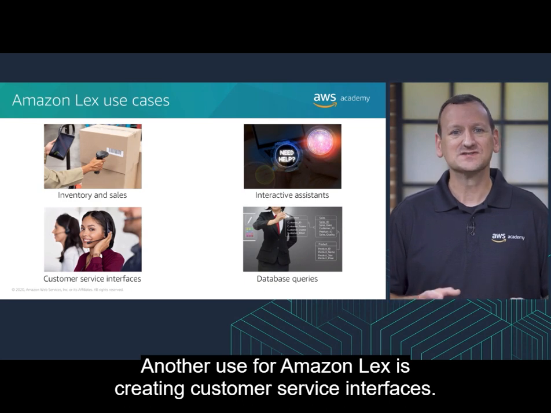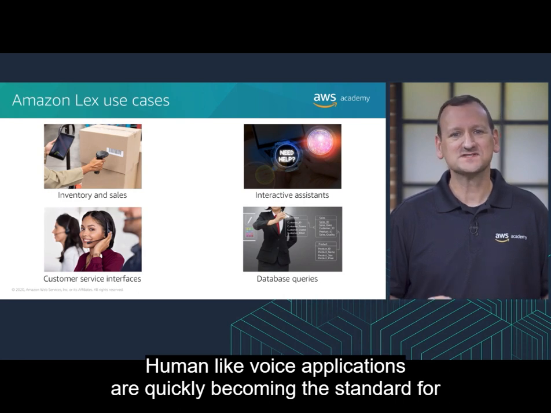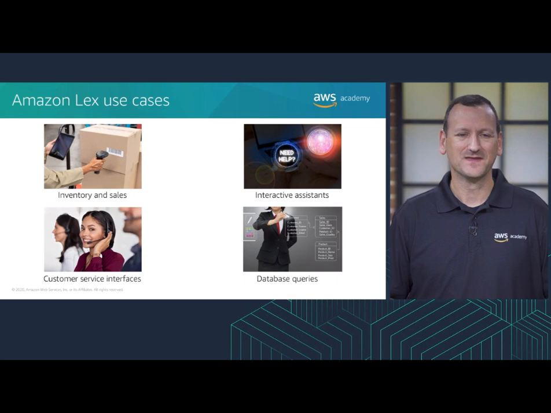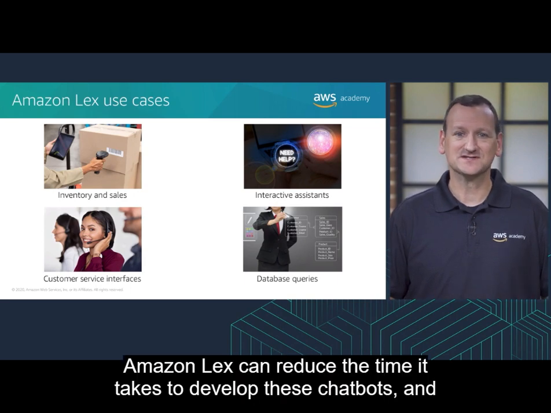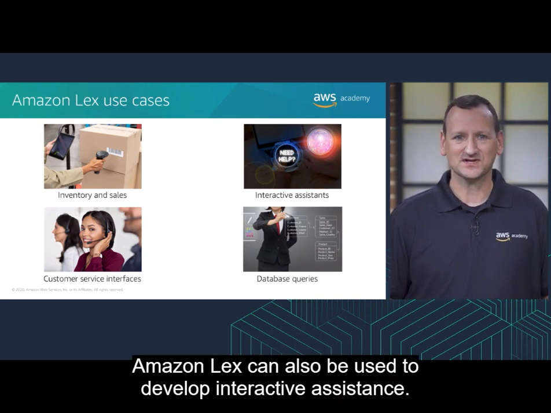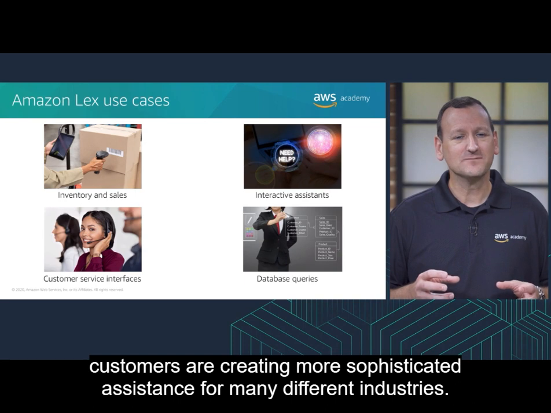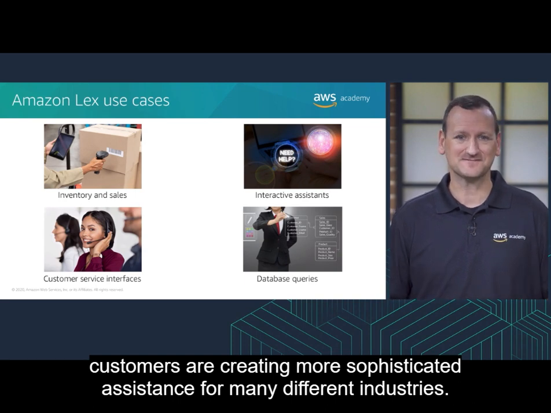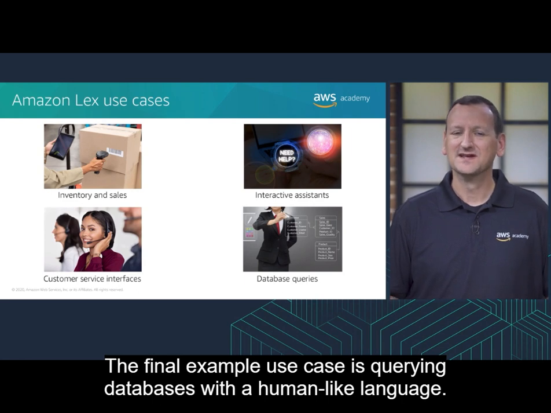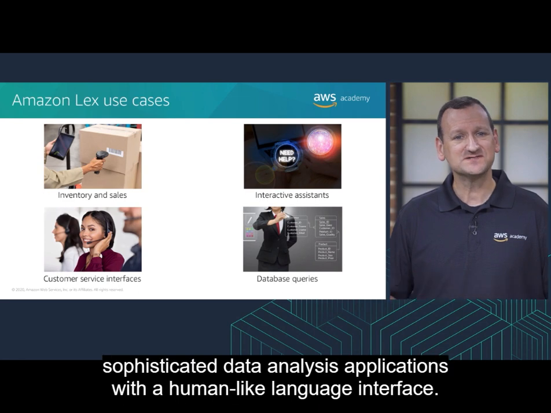Another use for Amazon Lex is creating customer service interfaces. Human-like voice applications are quickly becoming the standard for many customer service applications. Amazon Lex can reduce the time it takes to develop these chatbots and increase their quality. Amazon Lex can also be used to develop interactive assistants. By combining Amazon Lex with other ML services, customers are creating more sophisticated assistants for many different industries. The final example use case is querying databases with a human-like language. Amazon Lex has been combined with other AWS database services to create sophisticated data analysis applications with a human-like language interface.